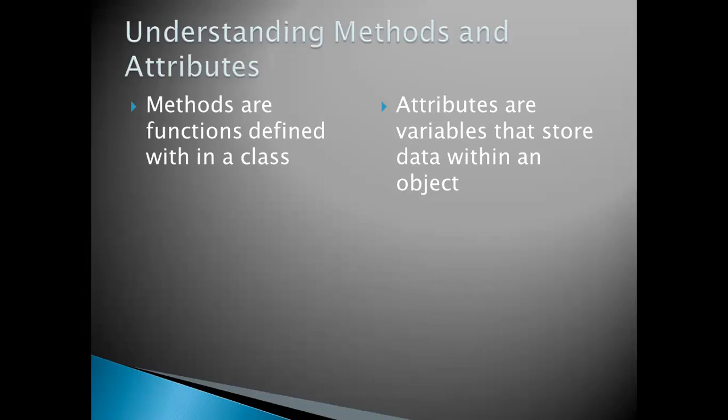So attributes are variables that store data within a class or object. They represent the characteristics or properties of the object.